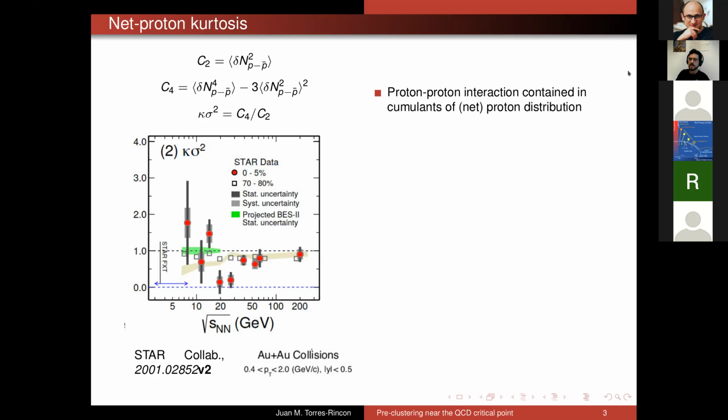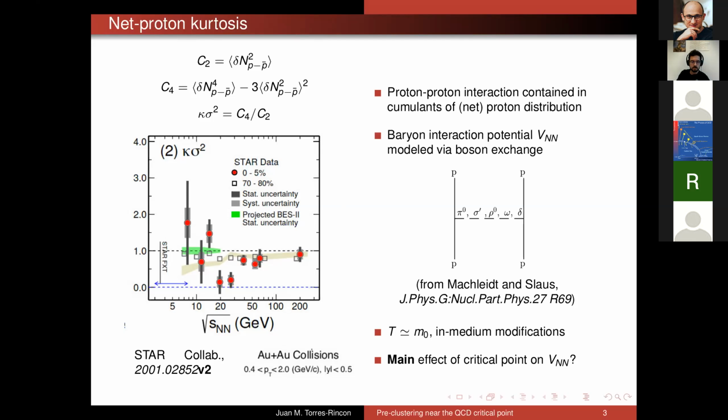So in this case, proton-proton interaction should be important. And in fact, this kind of observable in the net proton distribution should contain some information about interactions among protons. So what about the interaction between 2 nucleons in general, or 2 protons in particular? Well, usually we can model this with the boson exchange model, where 2 protons can exchange different excitations, like a pion or a sigma excitation with different quantum numbers.